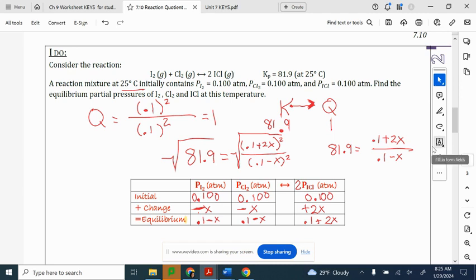Why did the square root not carry on to the 81.9? Because I'm an idiot. And that's why I always make mistakes, because I don't pay attention. All right, so we are going to clear this. We are going to math out of here. Clear. I can't get out of here. How do I get out of here?